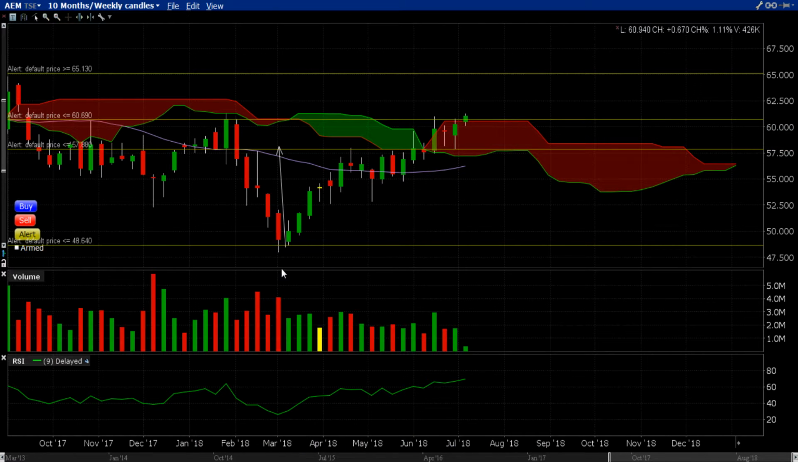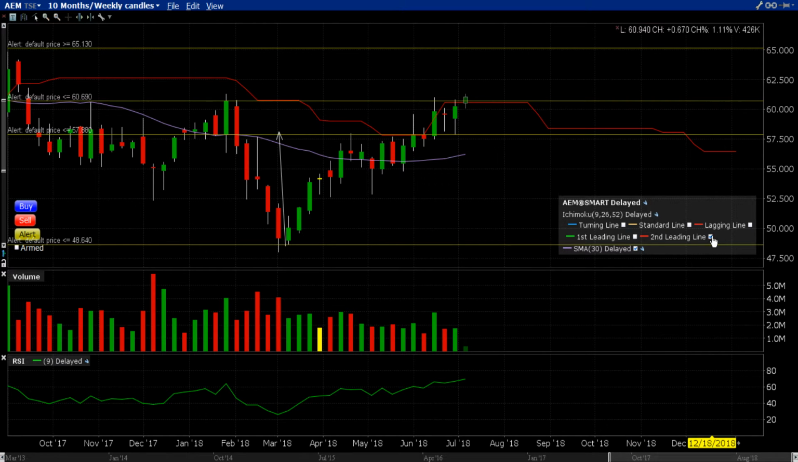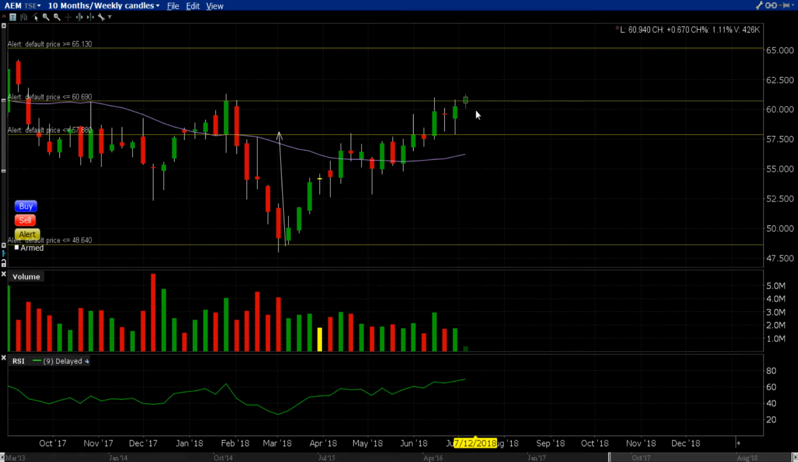Guys, this could be the one. Remember, like I used to say, thrust, the first breakout doesn't quite make it. 30-week average is still starting to get skewed upwards, right? The trend's starting to go upwards. Price action staying above it. Just going to remove the cloud.